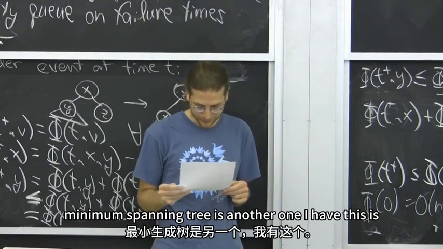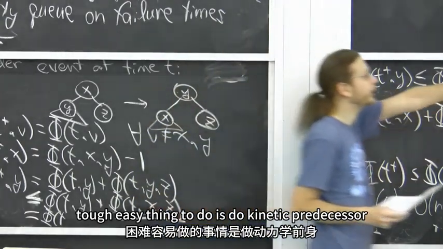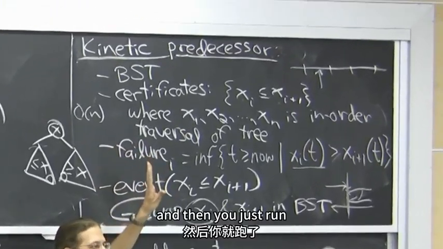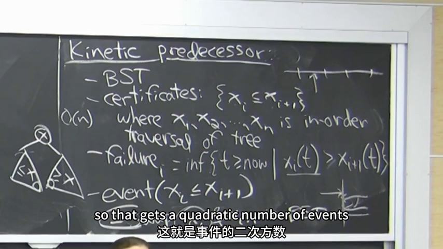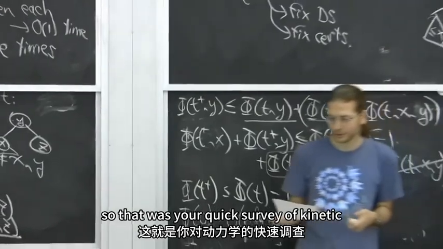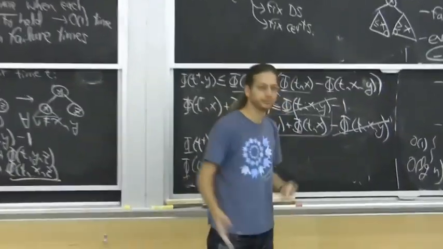Minimum spanning tree is another one I have. This is tough. The easy thing to do is kinetic predecessor on the entire sorted order of the edge lengths. And then you just run a thing that processes the edges in order. So that gets a quadratic number of events. It's unknown whether you can do any better for minimum spanning tree. So that was your quick survey of kinetic, and that ends geometry. The end.